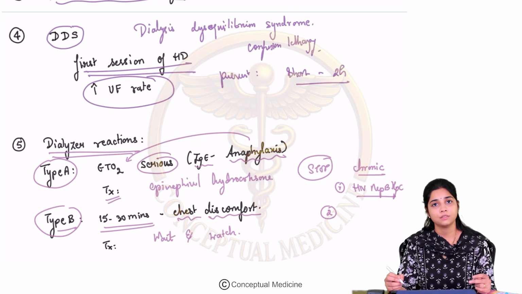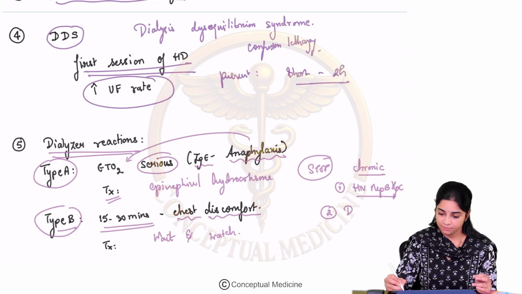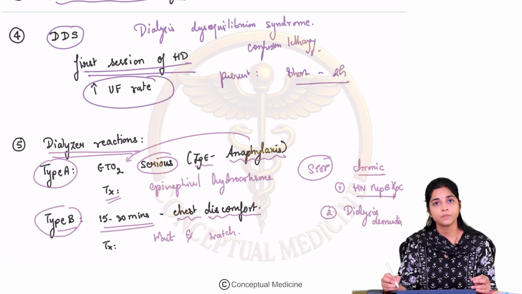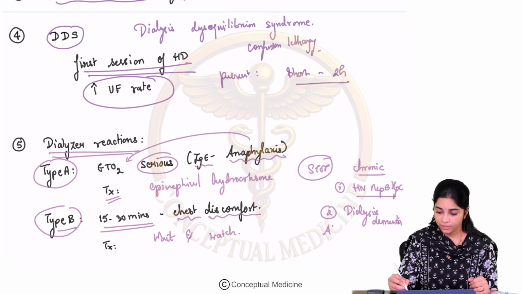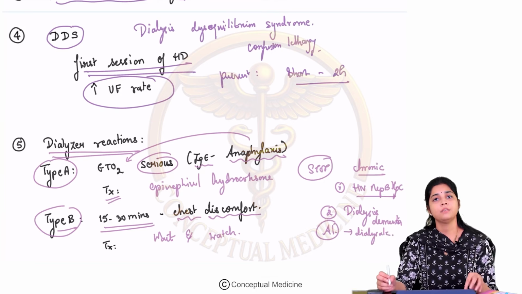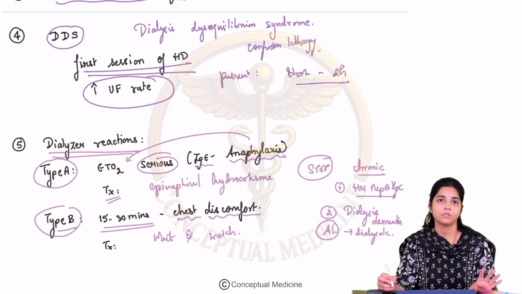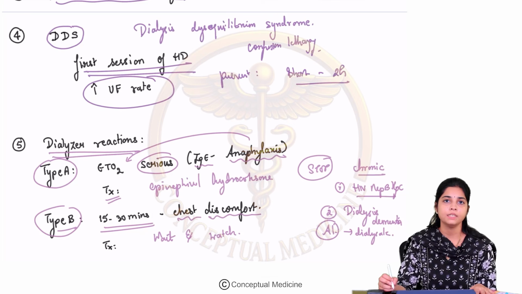Secondly, what are the other chronic complications? You can have something called dialysis associated dementia. This is not very common now. But in the olden days, when aluminium was used in the dialysate, aluminium in the dialysate was associated with a gradually progressive cognitive decline that we call dialysis associated dementia.